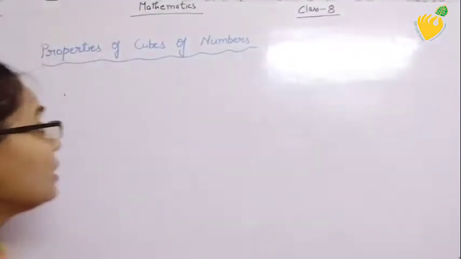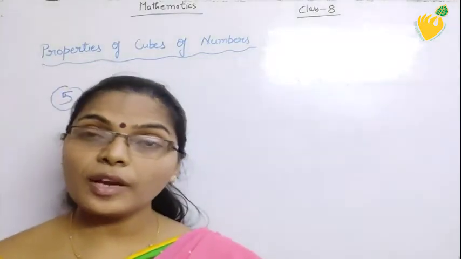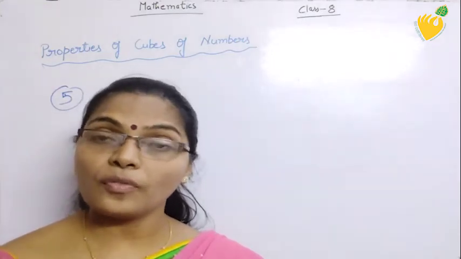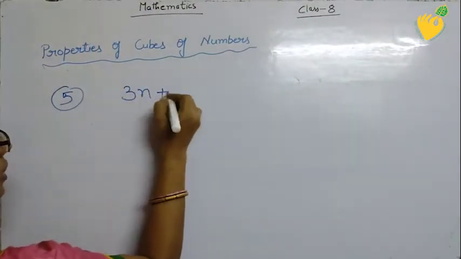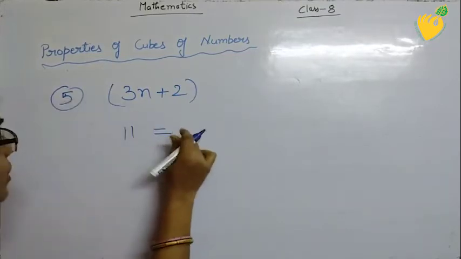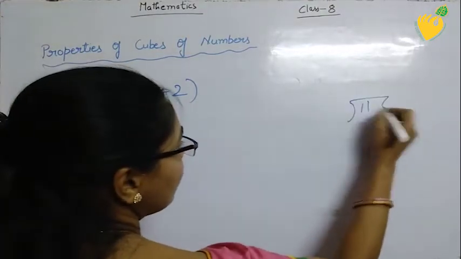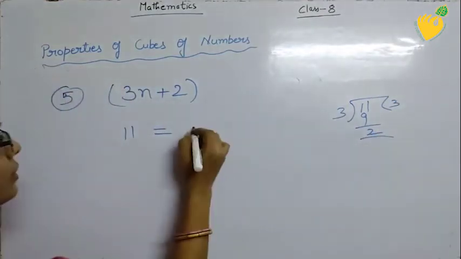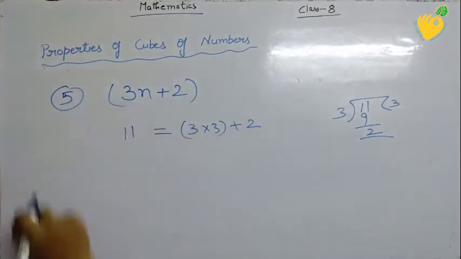Students, the next property is that if any natural number is of the form 3n plus 2, then the cube of that natural number will also be of the form 3n plus 2. Let's see how. What is the form first, students? 3n plus 2. Take any natural number, 11. Write this in this form by dividing it by 3. 3 threes are 9. You can write 3 into 3 plus 2. I have written 11 in this form.